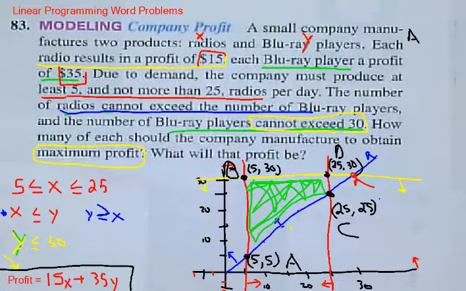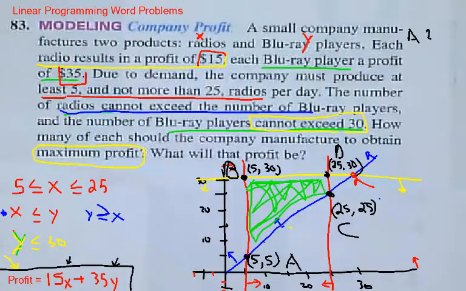A, 5 times 15, right? I'm putting 5, 5 here. So I have to put 5 in that spot, and I have to put 5 in that spot. So 5 times 15 plus 5 times 35. We can do that. That's 250 bucks. So A gives me 250 bucks. All right. That is the profit for A.